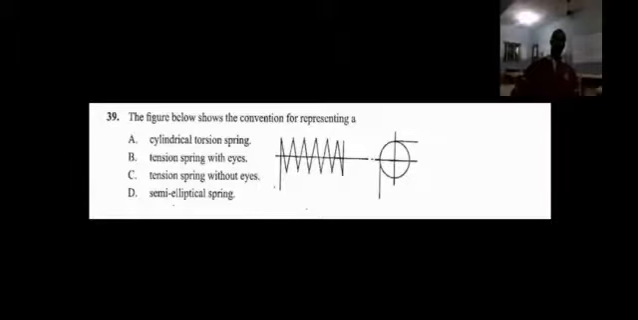39. The figure below shows the convention for representing the correct answer. This is a spring, of course, but this particular one is a torsion spring. Torsion, not tension. Tension is one you can drag apart; torsion is one you can bend, and that is this type of spring. The answer is A, cylindrical torsion spring.